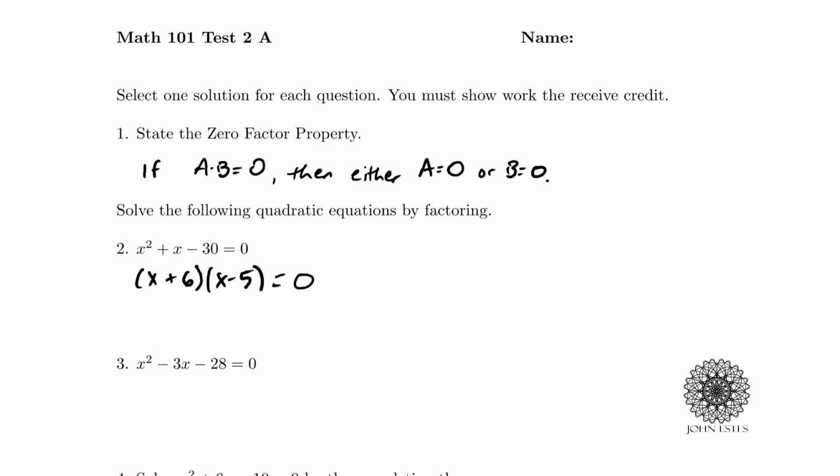And because of the zero factor property, since it said equal to 0, I know that either x plus 6 or x minus 5 equals 0. So that means that x equals negative 6 or 5. Okay, moving on to number 3, the same deal.